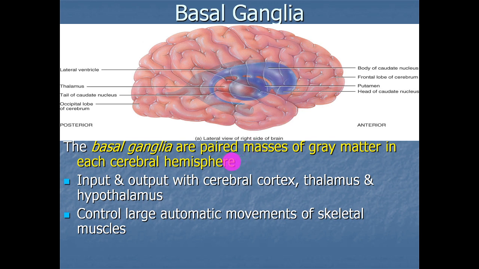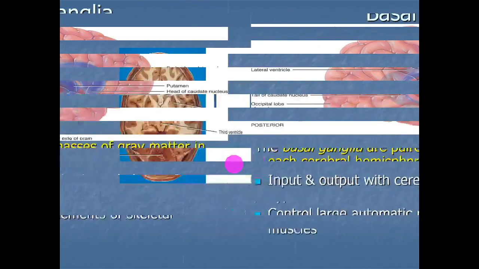It says the basal ganglia are going to be controlling large autonomic movements of our skeletal system. So remember that pre-central gyrus is going to be sending information on how to move your skeletal muscles. It has to go through the basal ganglia on its way to the spinal cord. So we have some control over these large autonomic skeletal movements using the basal ganglia.